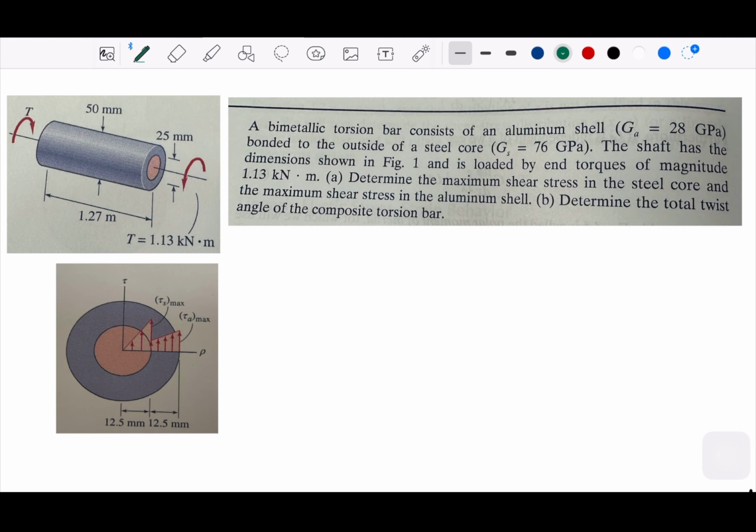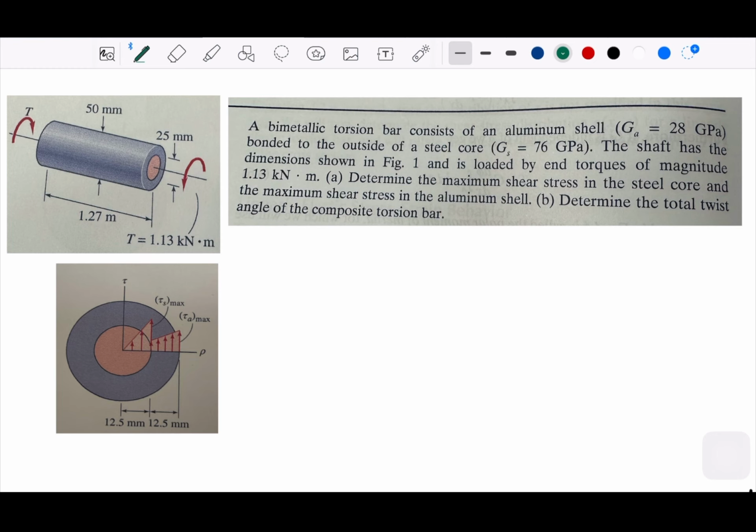So you'll see illustrations of how the cross section will be. This circle here will be the steel. This is the aluminum shell. Okay. It has some dimensions, notably in diameter. Okay, the diameter. If you remember, we need to take the inside diameter and outside diameter to find the computations.